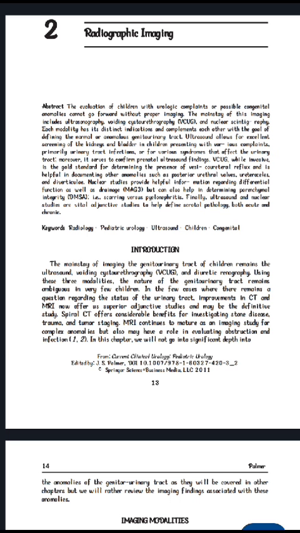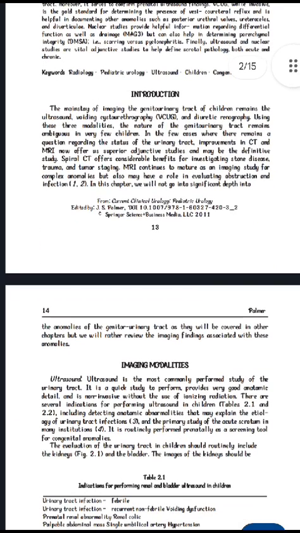First one is introduction. The mainstay of imaging the genitourinary tract of children remains ultrasound, voiding cystourethrography (VCUG), and diuretic radiography. Using these three modalities, the nature of the genitourinary tract remains ambiguous in very few children. In the few cases where there remains a question regarding the status of the urinary tract, improvements in CT and MRI now offer superior adjunctive studies that may be definitive.